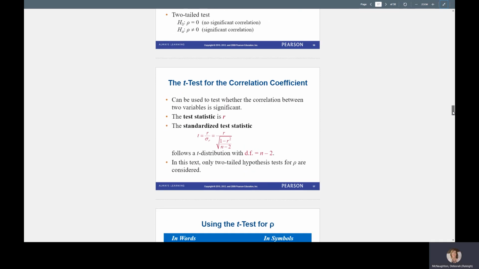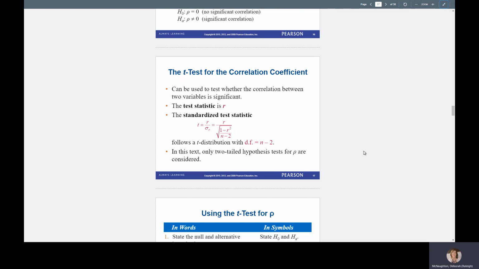Okay, we use a t-test for the correlation coefficient, and that can be used to test whether the correlation between two variables is significant. The test statistic for our t-test is r, and the standardized test statistic is r over sigma r, the standard deviation of r. So it's r over the square root of 1 minus r squared divided by n minus 2, and it follows a t distribution with n minus 2 degrees of freedom. And for this textbook, they only do two-tailed tests.